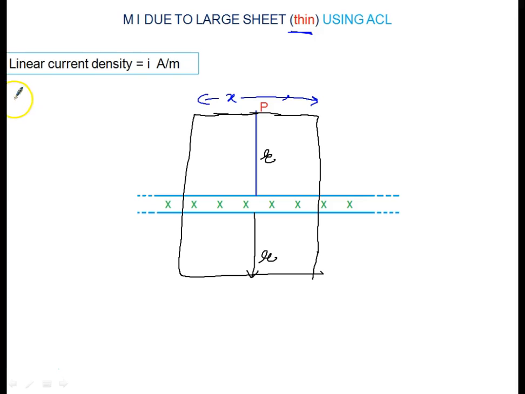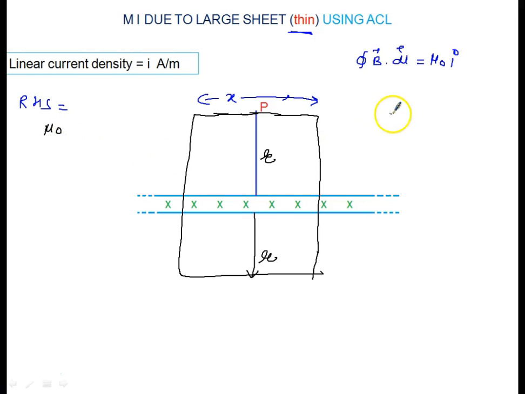Now I will write the Ampere circuit law. Integration B dot dl can be written as mu naught I. I think the RHS is easy to calculate, so firstly I will calculate the RHS part. RHS is written as mu naught I. So it is mu naught.